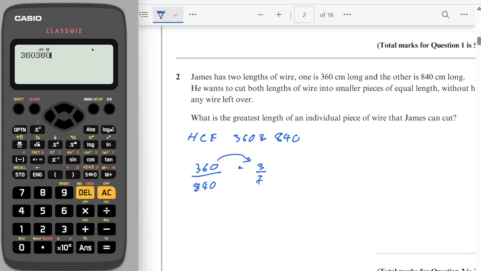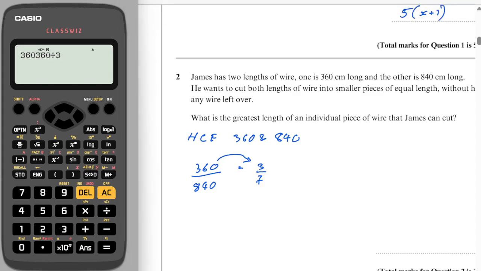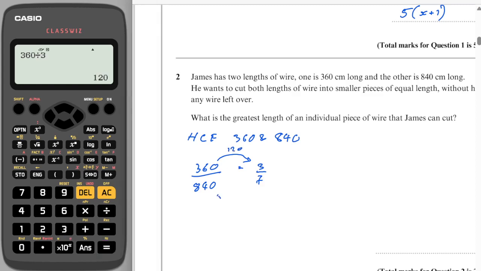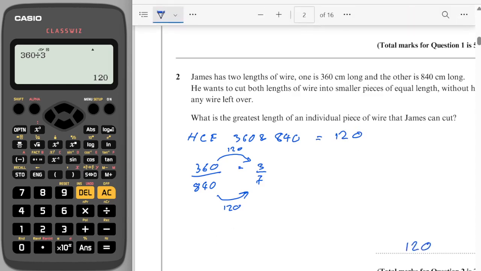So 360 divided by 3 is going to give me 120. So both of those are simplified by 120, meaning that the highest common factor is going to be 120 centimetres. There we go.